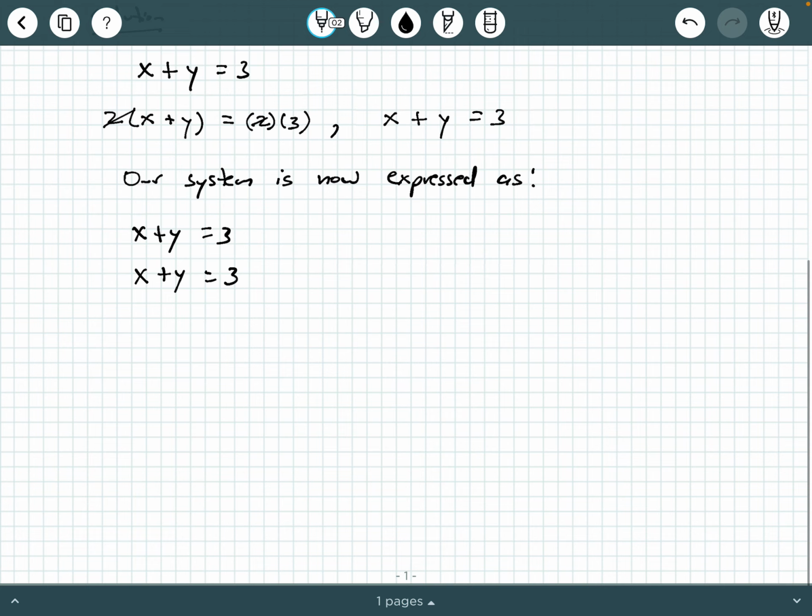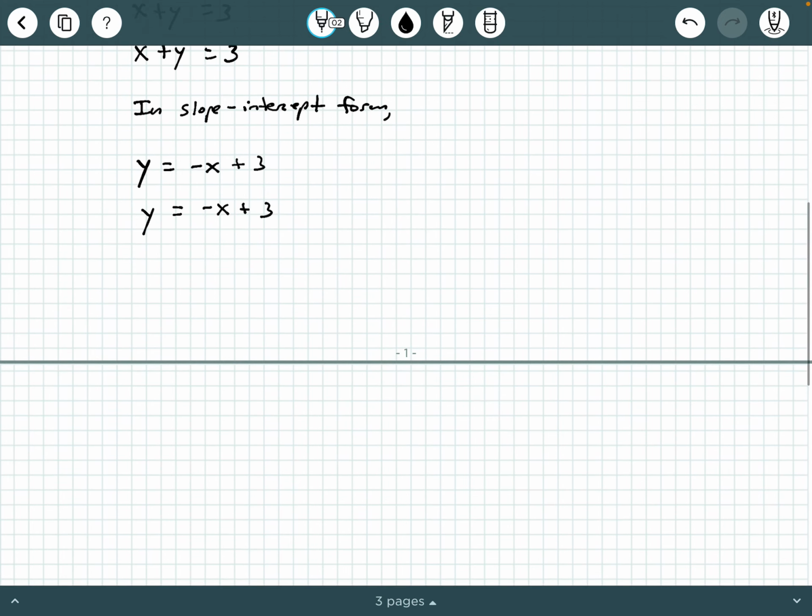If you watched the previous example 1, the most convenient thing to do when you want to graph a linear equation or a system of linear equations is to write the equations in slope-intercept form. So in slope-intercept form, we have the following. Our first equation becomes y equals negative x plus 3, and sure enough, our second equation is also y equals negative x plus 3. All right, so let's keep going.